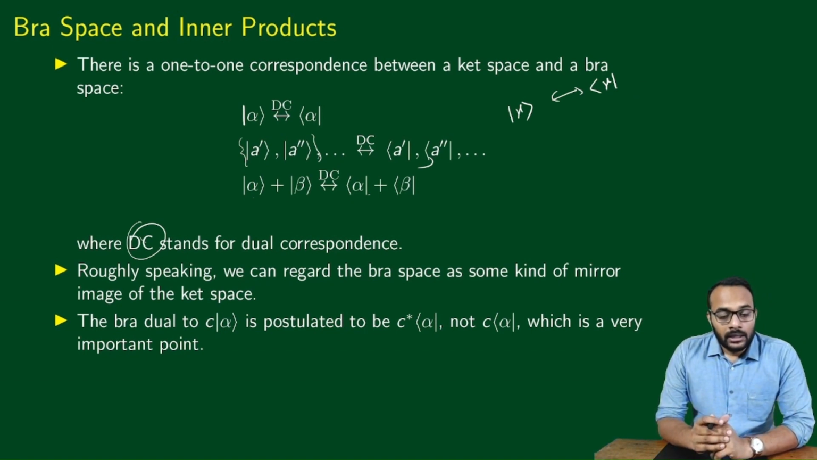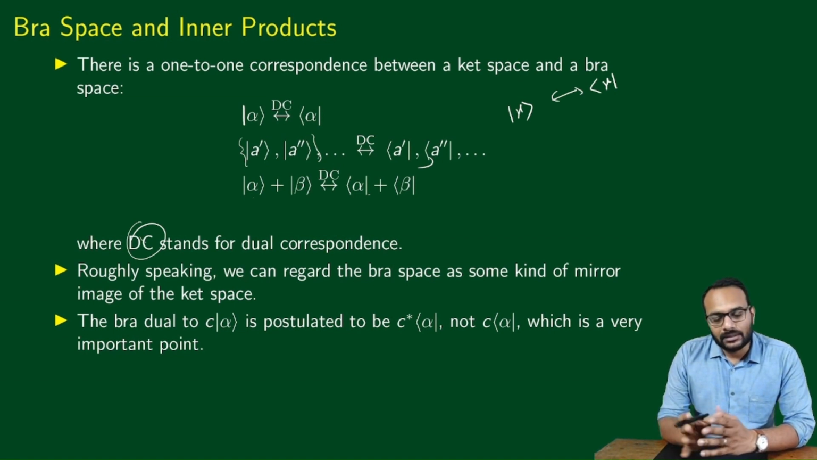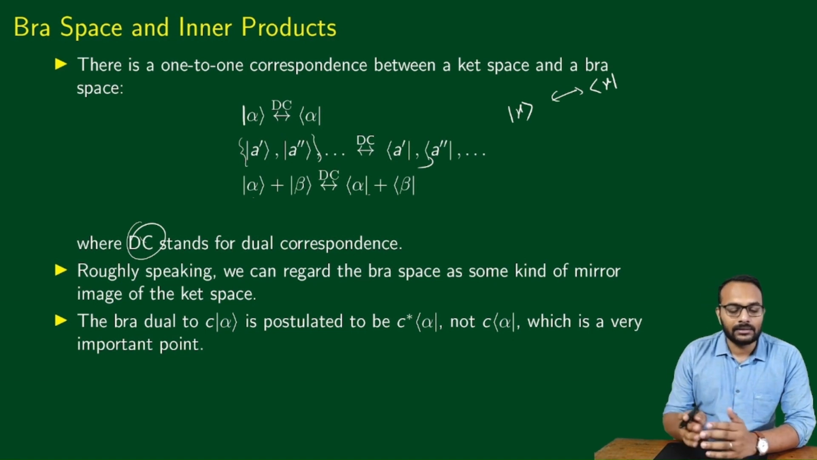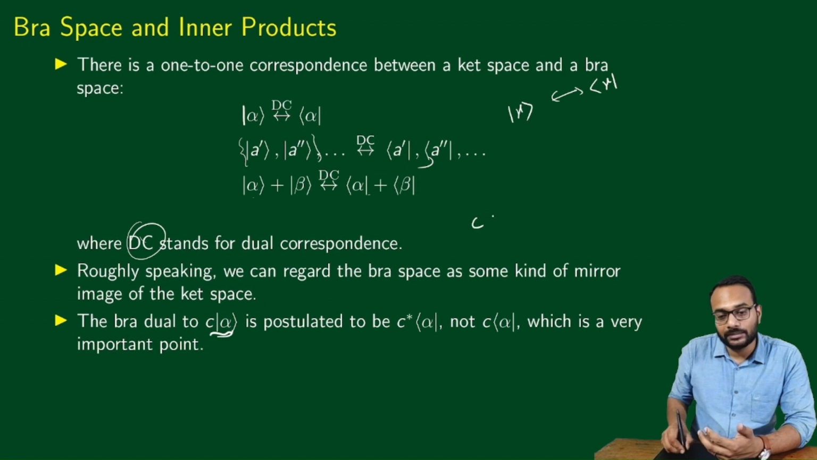Now we can regard the bra space as some kind of mirror image of the ket space. You could think of the bra space as some kind of mirror image of the ket space. Now the bra dual to C alpha: if you have a vector multiplied by a complex number, or a vector multiplied by a scalar, the corresponding bra is denoted as C star bra alpha and not simply C bra alpha. It is C star bra alpha, right?